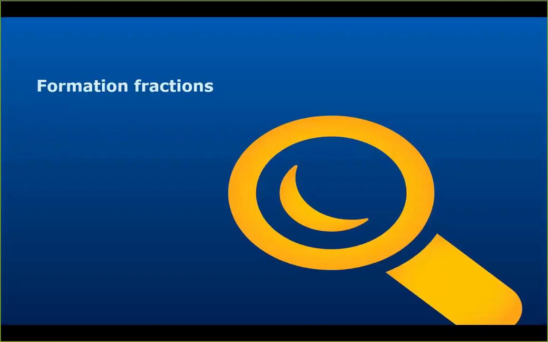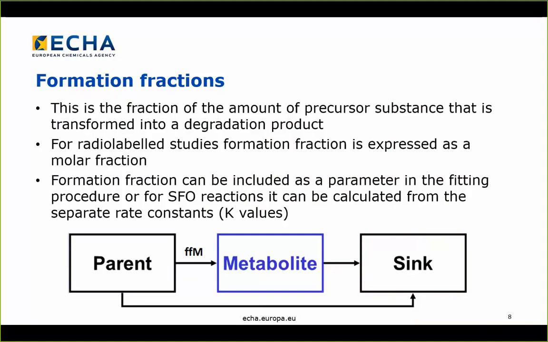Formation fractions, okay? The formation fraction is the fraction of the amount of precursor substance that is transformed into a degradation product. In our conceptual model, we've got a parent going to a primary metabolite. That formation fraction parameter comes in here, and it determines the fraction of this precursor that is transformed to our degradation product. So it's just an extra parameter that we use to determine how much flow goes from parent to metabolite and how much flow goes from parent to sink.